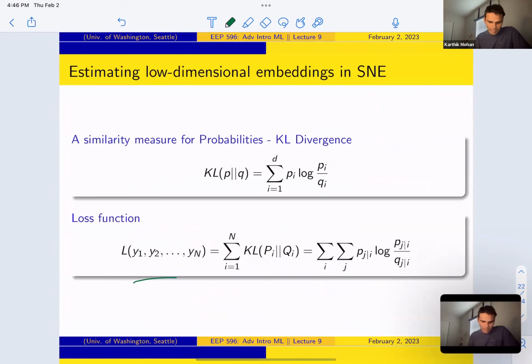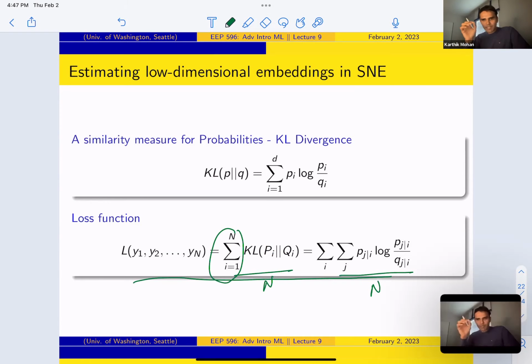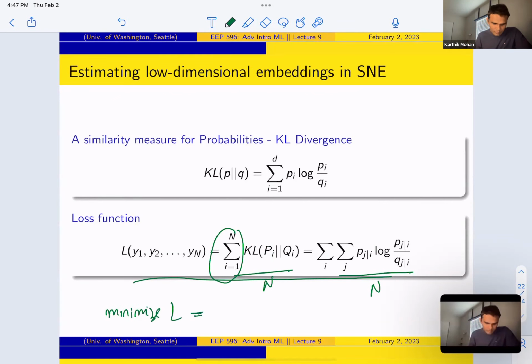So if you want to elaborate, it looks like this. Across all the data points, you sum up or you average, let's say you average the KL distance between P_i and Q_i, and you minimize this for the Q, which has Y's in it, then you basically minimize the loss function and you obtain the set of two-dimensional embeddings. So when I minimize this, I obtain two-dimensional embeddings through t-SNE.